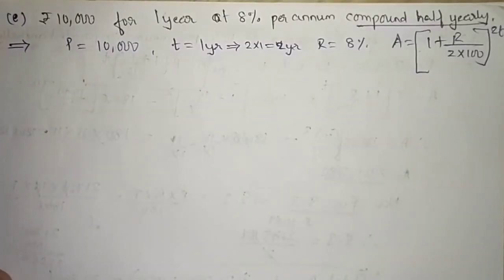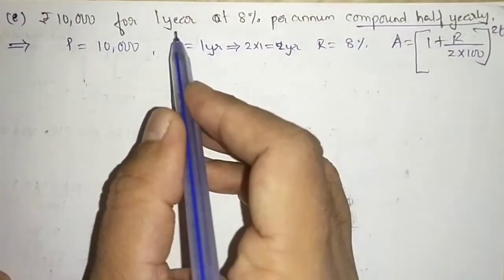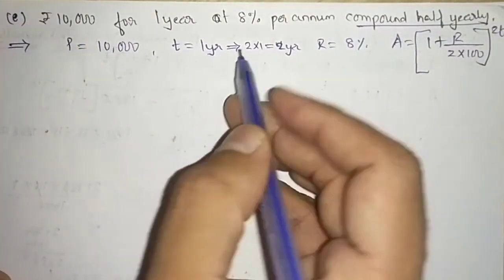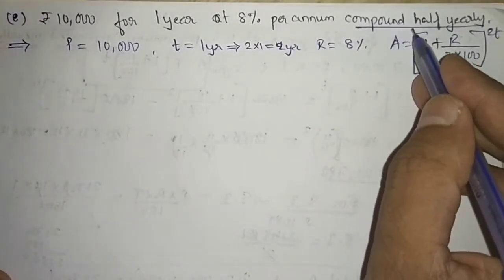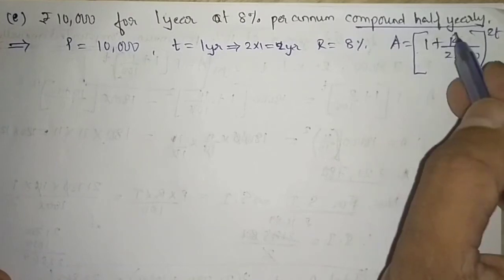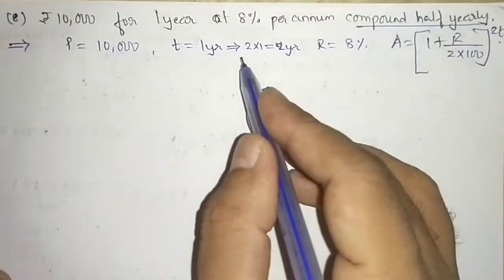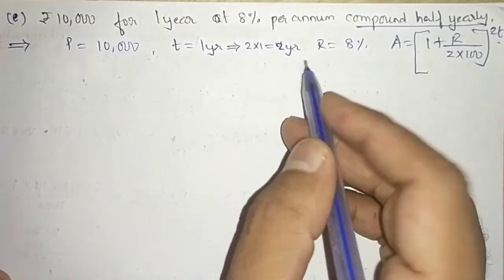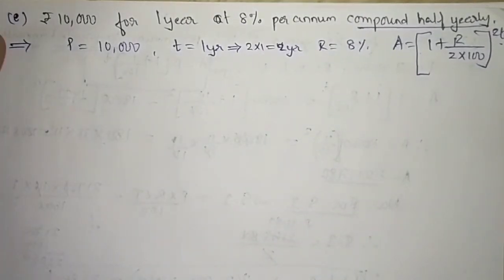So part E says principal is 10,000, T is equal to 1 year, but I have taken 2 into 1 year because here they have given us compounded half yearly. When it is half yearly, we are supposed to multiply the time period by 2. So 2 into 1 will give me 2 years, and rate of interest is 8%.